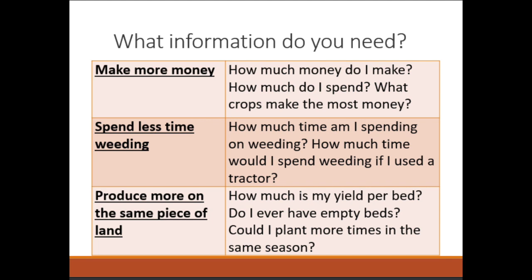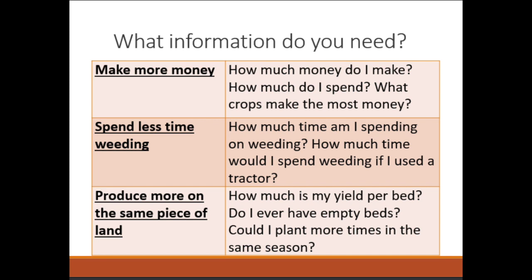But yeah, just some considerations. Also, producing more on the same piece of land. Some records you would need to be able to determine if you're meeting that goal are planting dates, harvest dates, and harvest amounts. And maybe a field map too, so that you can see if you have any empty beds. So these are just some examples of records and information that you need, and how it relates to bigger-term goals.